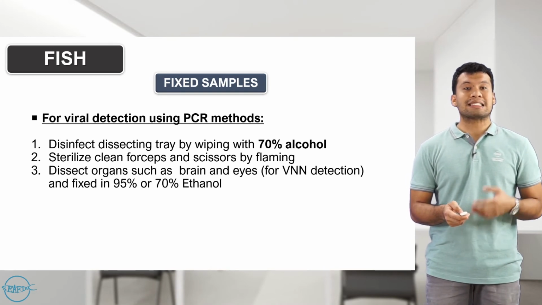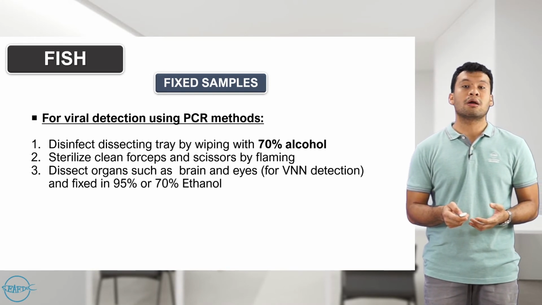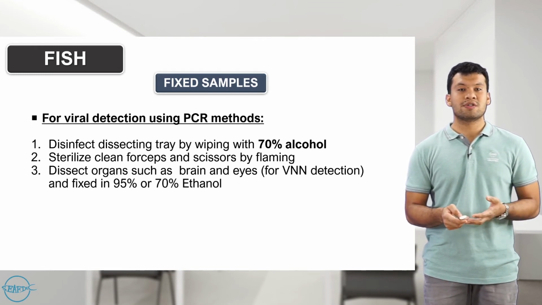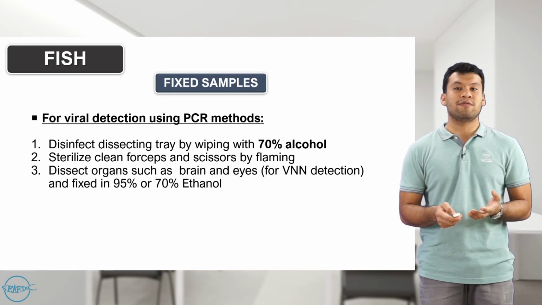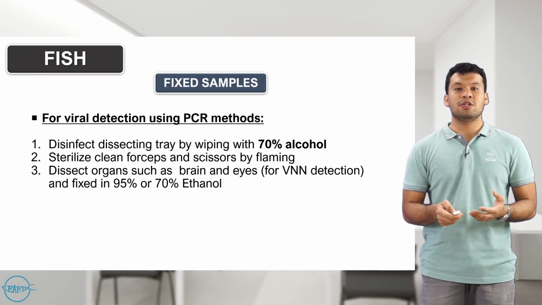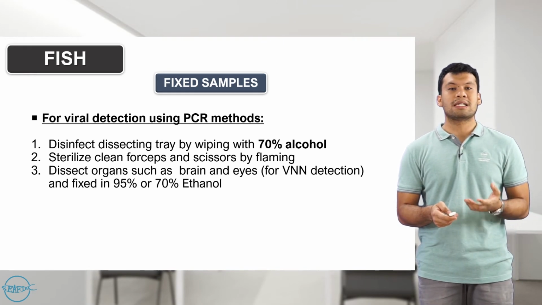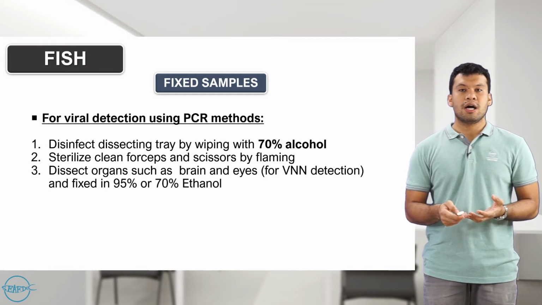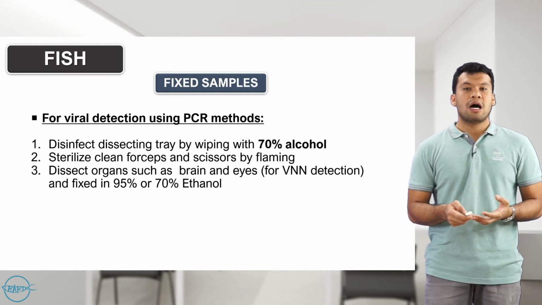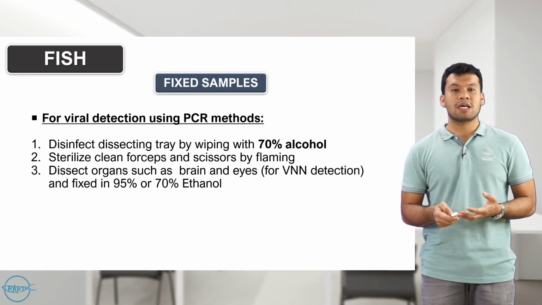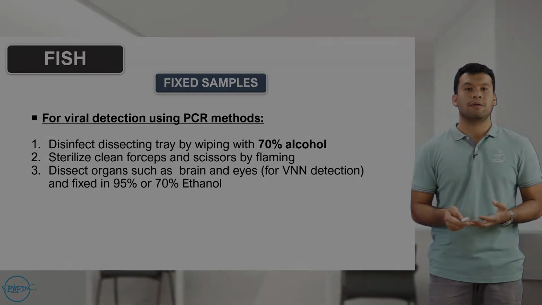For fixed samples for molecular-level detection, that is, viral detection, you should disinfect your tray and sterilize your paraphernalia upon dissection. This is to avoid contamination during the dissection process. Upon dissection, you need to secure organs like your brain and your eyes, for example, for viral nervous necrosis detection. You need to carefully collect those tissues so that we have a whole sample, and then fix that in 95% or 70% ethanol.